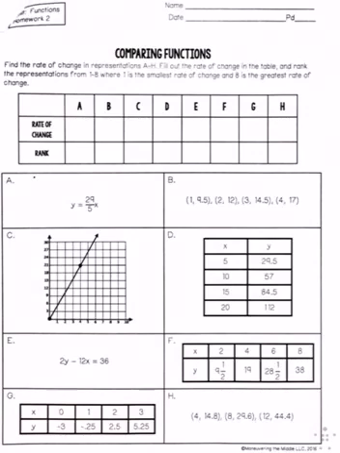In letter A, we have the equation y equals 29 over 5x. That is similar to the equation y equals mx plus b. In the equation y equals mx plus b, m is the rate of change. In our problem, y equals 29 over 5x, 29 over 5 is the rate of change. So for letter A, the rate of change is 29 over 5.